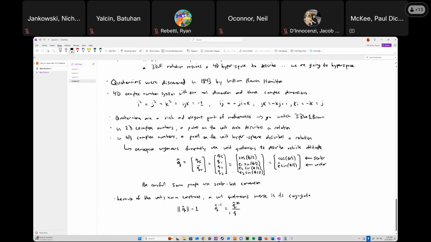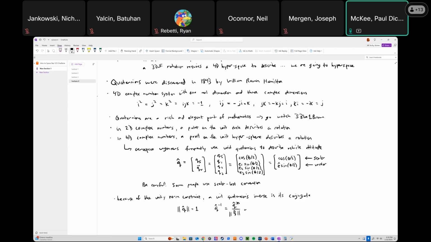Professor, could you just read that last line you wrote? Because of the unity norm constraint, a unit quaternion's inverse is its conjugate. Thank you. Yeah. I'll try a little harder.